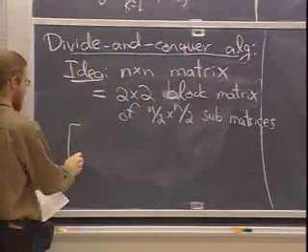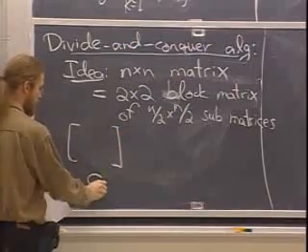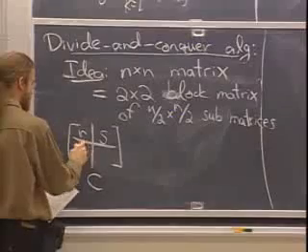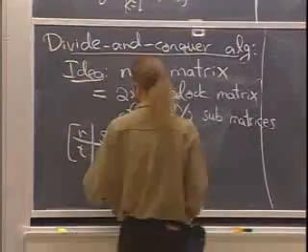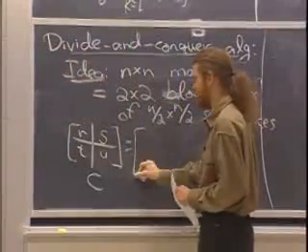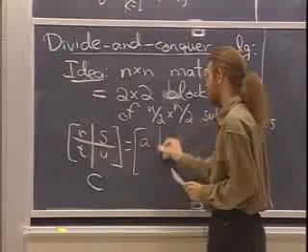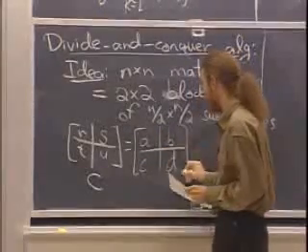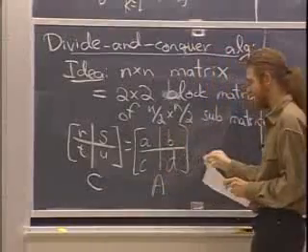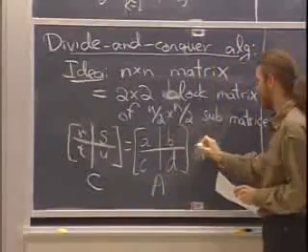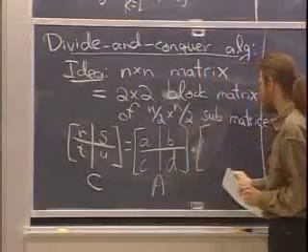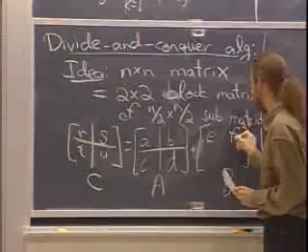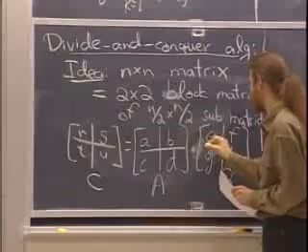I'll think of C as being divided into three parts, R, S, T, and U. Even though I write them as lowercase letters, they're really matrices. Each is n over 2 by n over 2. And A, I'll split into A, B, C, D times B, which I'll split into E, F, G, H.